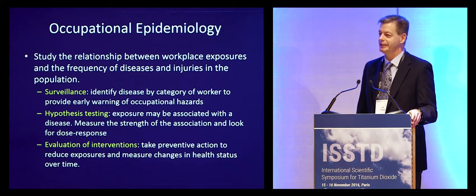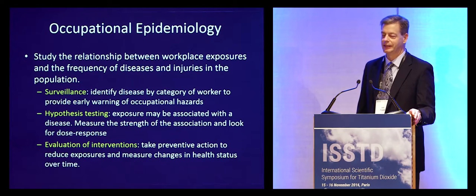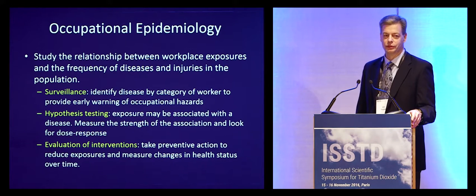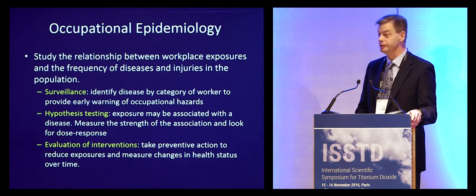You really want to try to understand the strength of that association and look for a dose response to look for causality in the relationship. The last type of occupational epidemiology is evaluations of interventions. And in these, you want to take some type of preventive action to reduce exposures or disease outcomes and measure the changes in the health status of your workers over time.